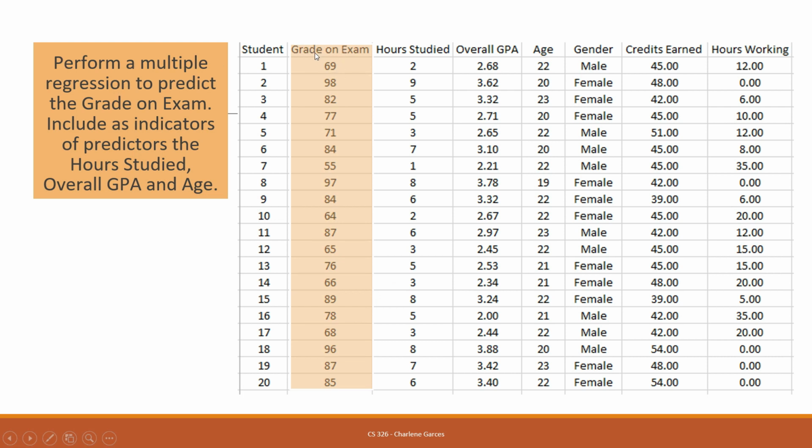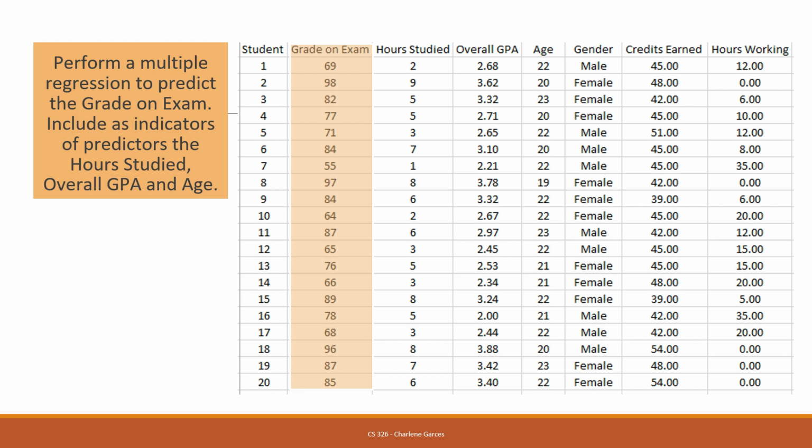This grade on the exam is actually our dependent variable, while the predictors, or variables, are the hours studied, the overall GPA, the age, and so on and so forth. The gender, the credits, and the hours working. But we will focus more on these three variables: the hours studied, the overall GPA, or the grade percentage average, or something like that. So when you say GPA, it is your grade.